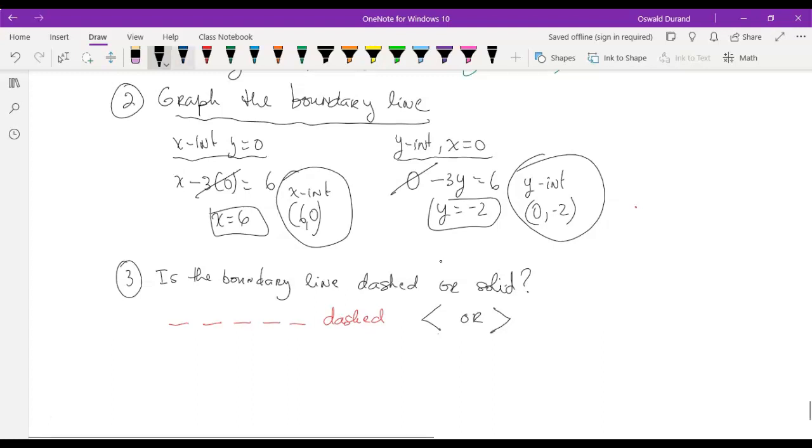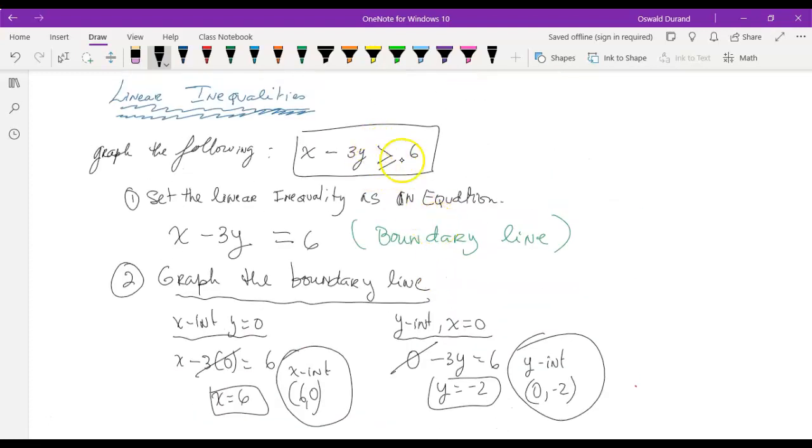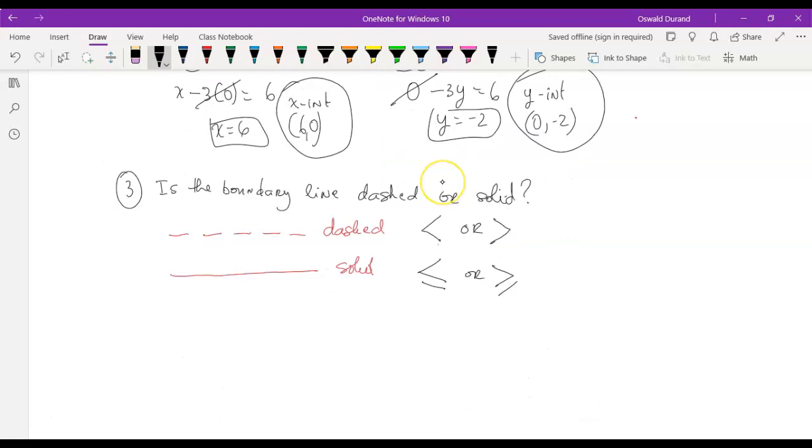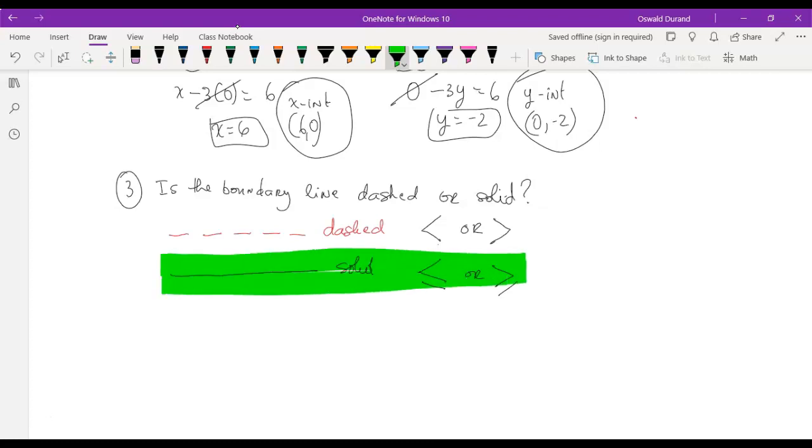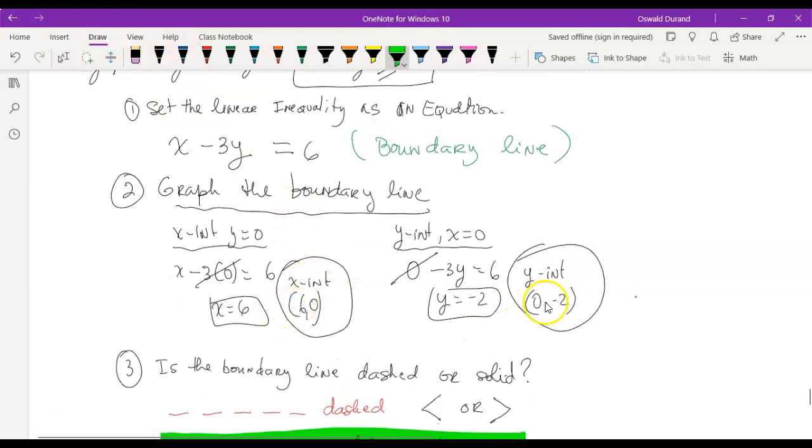But if it's solid, like this, then that means that your inequality sign has an equal sign. Okay? And in our case, we have an equal sign in our inequality sign. So the solid line is going to be our answer. We're going to have a solid line that goes through the points (6, 0) and (0, -2).